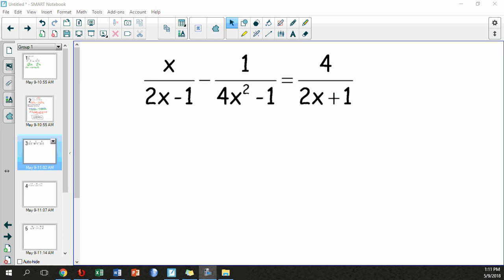Do we keep the denominators or eliminate the denominators? Eliminate because it's an equation. Let's see how fast we can do this. Come on.